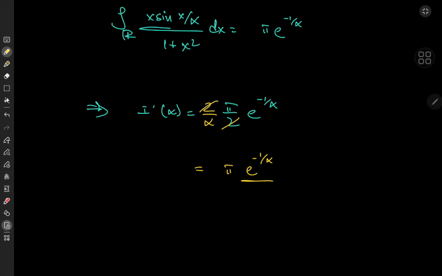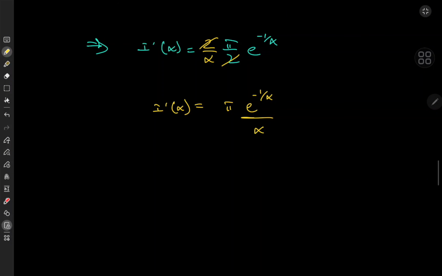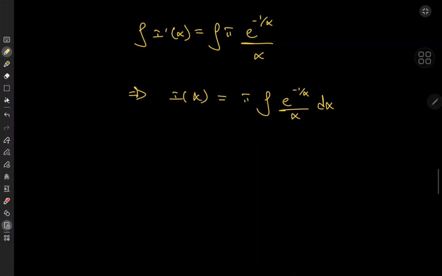So we have this exponential term over alpha equal to I prime of alpha, and we now need to integrate with respect to alpha in order to recover back the integral function. So this implies that I of alpha is equal to pi times the integral of e to the negative 1 over alpha d alpha, which looks very strange indeed.